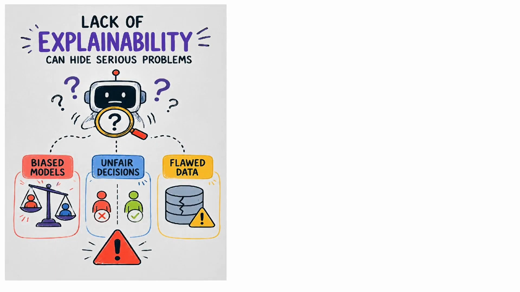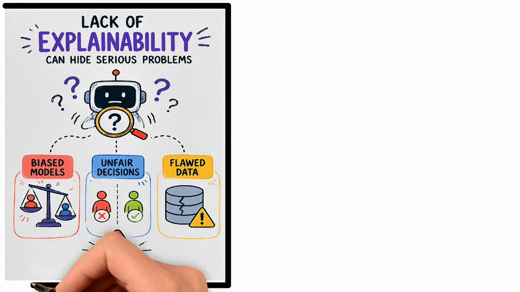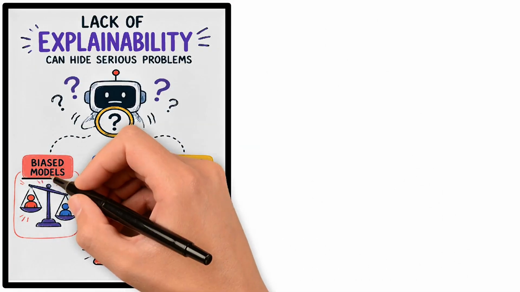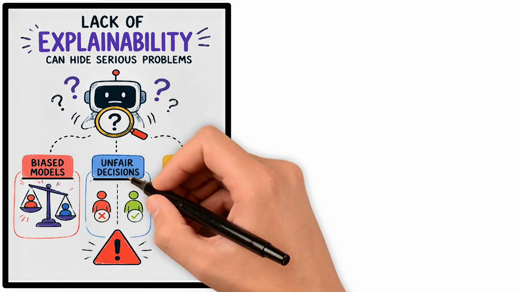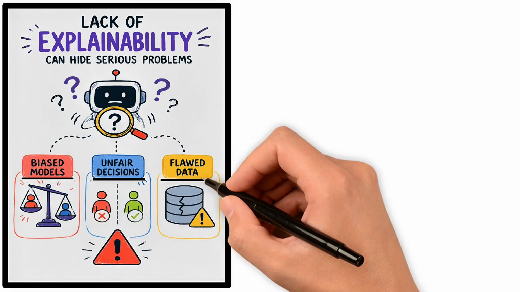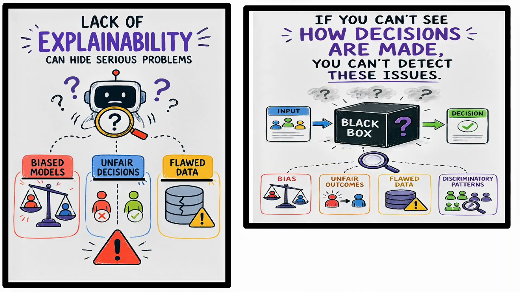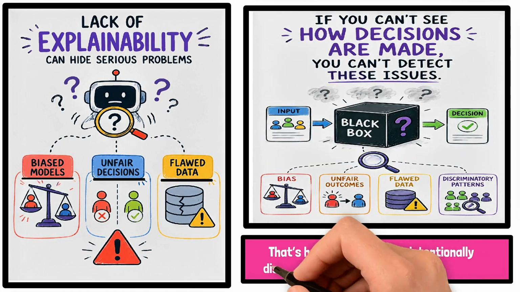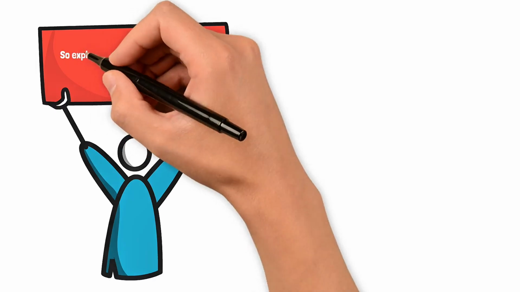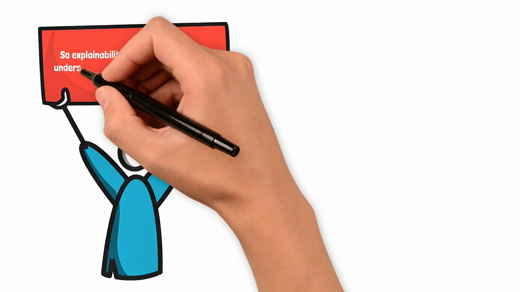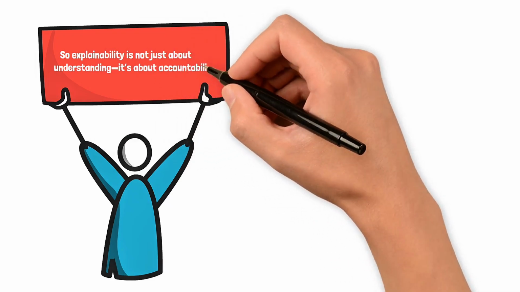But here's the deeper issue. Lack of explainability can hide serious problems. Models can be biased, unfair, or based on flawed data. If you can't see how decisions are made, you can't detect these issues. That's how systems can unintentionally discriminate or produce harmful outcomes. So explainability is not just about understanding, it's about accountability.